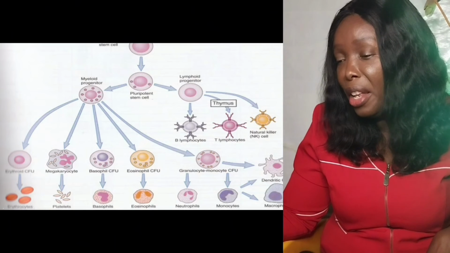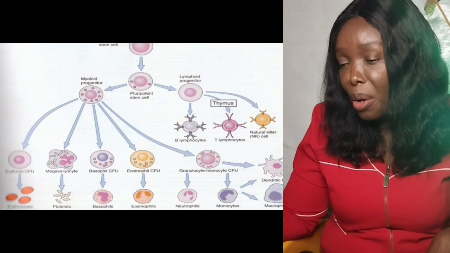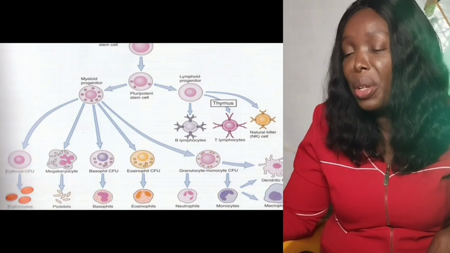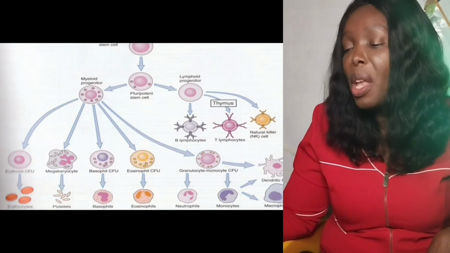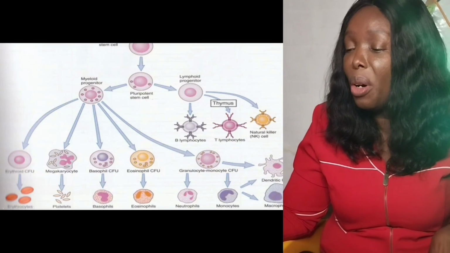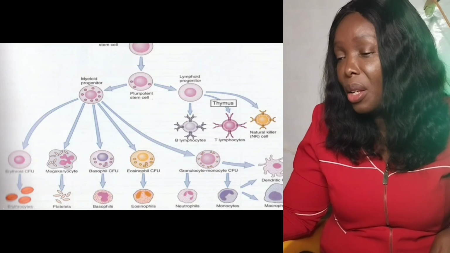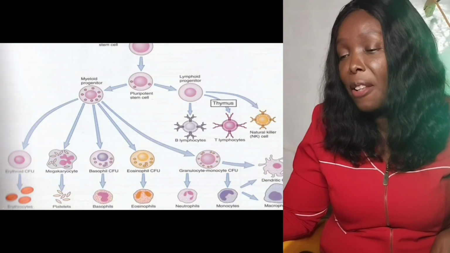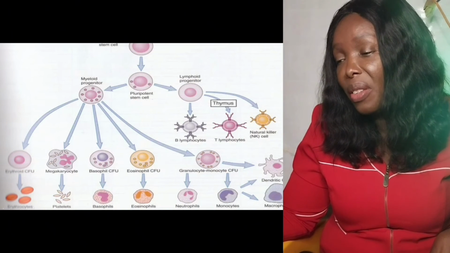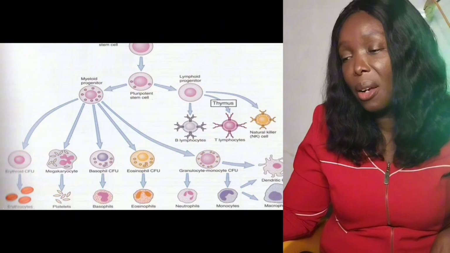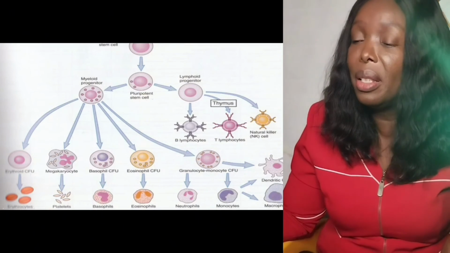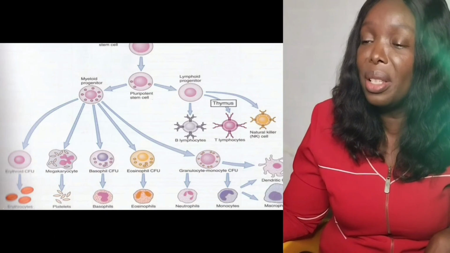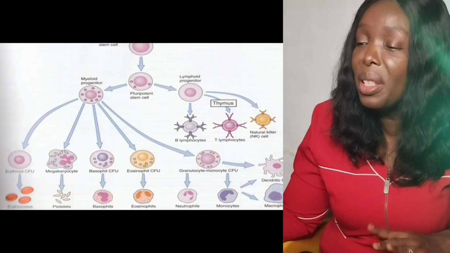Monocytes in the tissue give rise to what? That is, the granulocyte, monocyte colony forming unit gives rise to neutrophils and monocytes. And monocytes in the tissue are what we call macrophages. We also have the granulocyte, monocyte colony forming unit giving rise to the dendritic cells, which are antigen presenting cells. So we have here the lymphoid progenitor cells giving rise to the lymphocyte series.